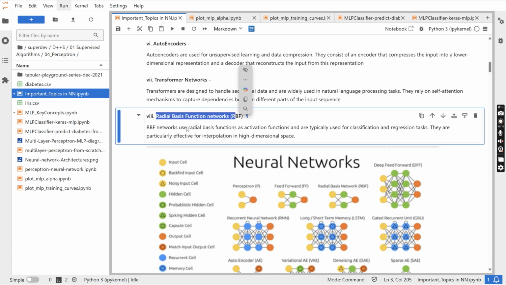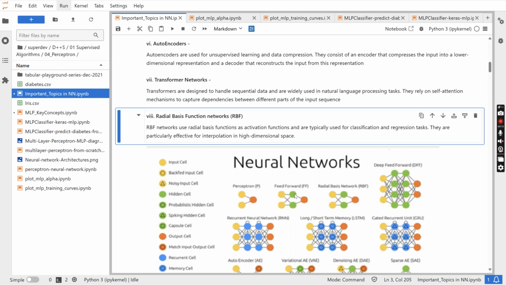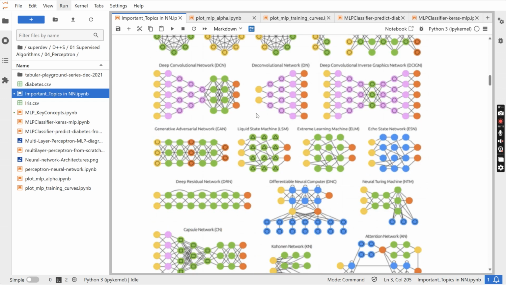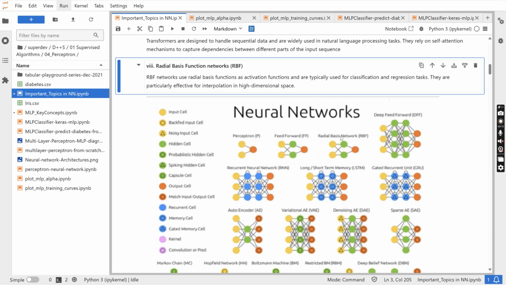Next is the radial basis network. This is what you see here. They look very similar to your MLP networks. These are typically used for classification and regression tasks, and they are effective in interpolation in high dimensional space. Don't worry about all this terminology, we will look into it when we start working in depth on deep learning. We will revisit all this in deep learning classes, but I wanted to show you where MLP fits in. Why we are talking about MLP, I wanted to explain. MLP is the same as your radial basis network. It looks very similar to this one.